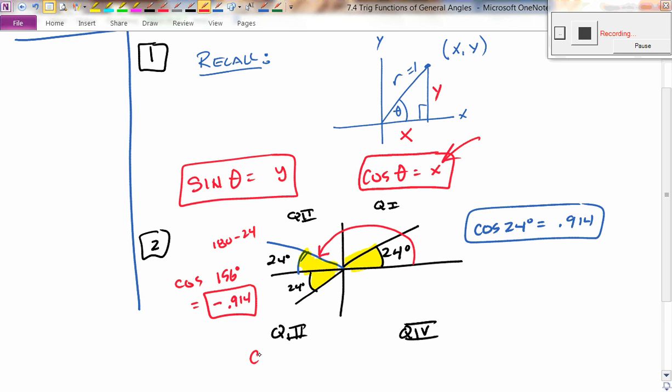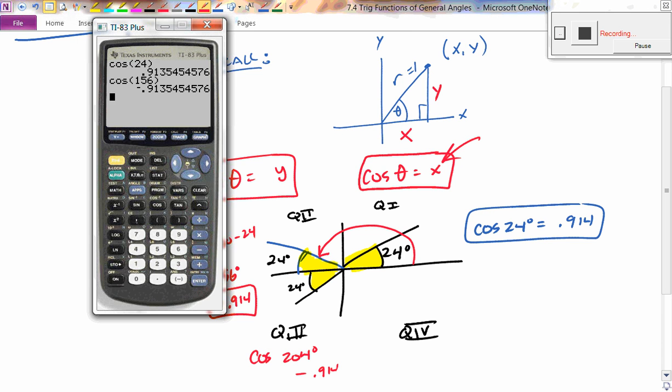So let's figure out, what's your prediction for the cosine of 204 degrees? Would it be negative or positive? Negative. Because you're still in quadrant 3, and x values are negative there, right? So this should be the negative 0.914. And if you verify that on the calculator, you guys can verify that the cosine of 204 is equal to, there you go, the negative.